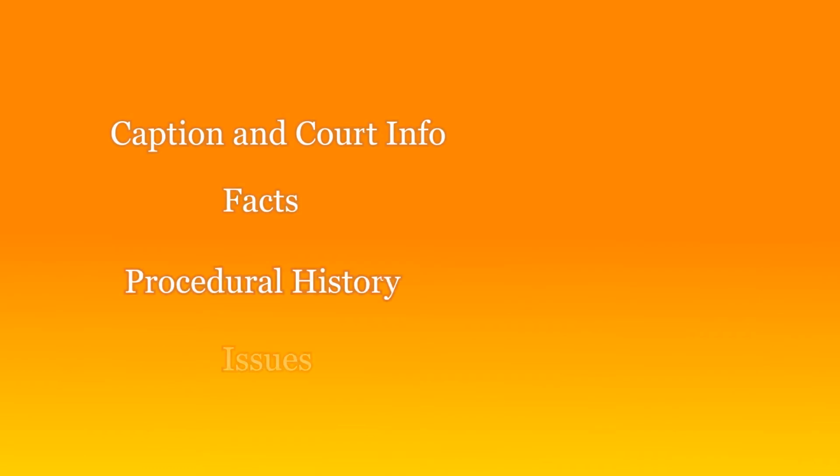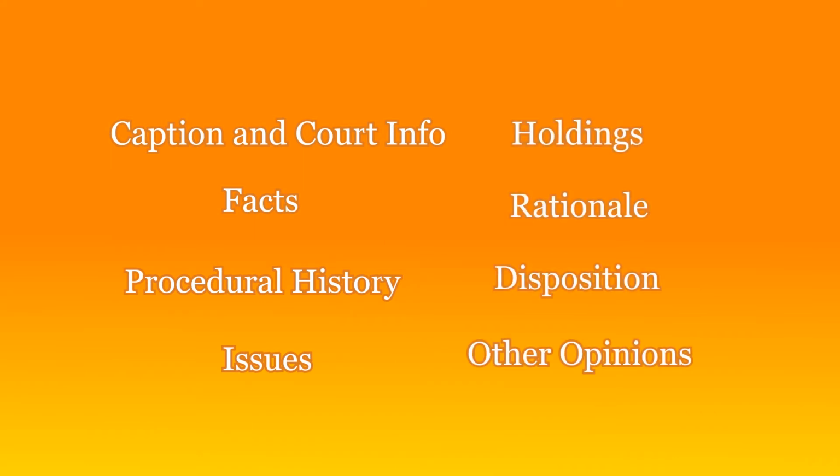Okay, let's look at the standard version of a case brief. The 8 usual sections of a case brief are the caption and court info, facts, procedural history, issues, holdings, rationale, disposition, and other opinions. The caption and court info section should include who the parties were to the lawsuit, what court the decision you're briefing came from, and the date of the opinion.